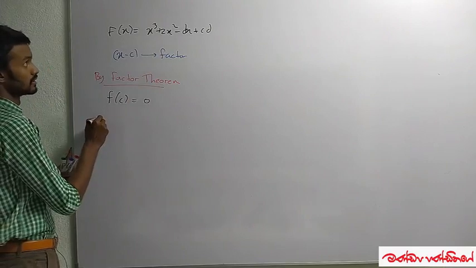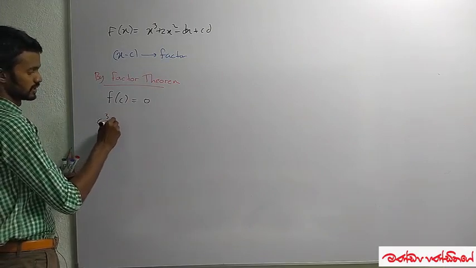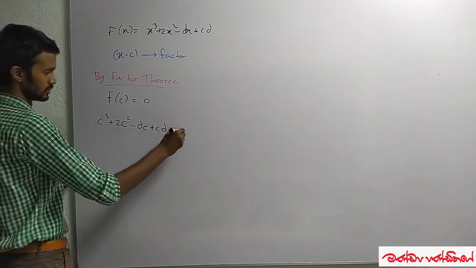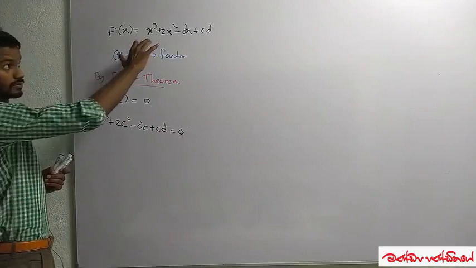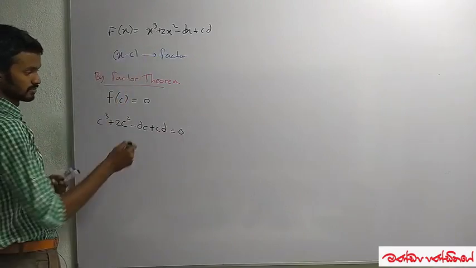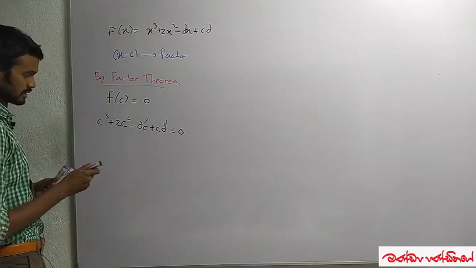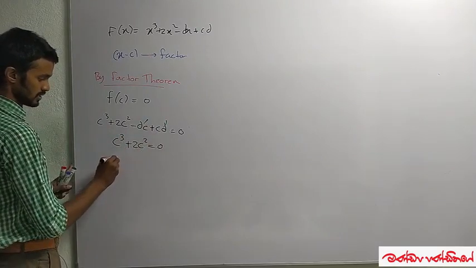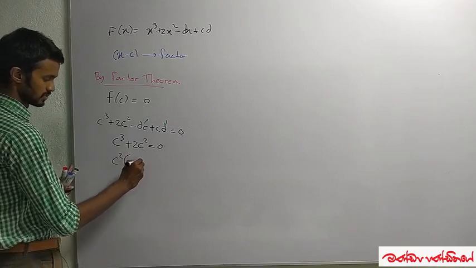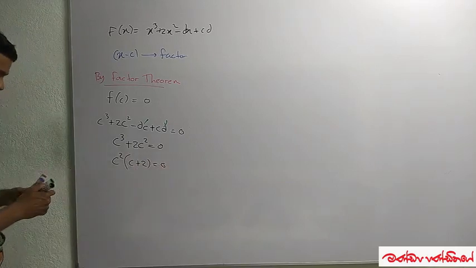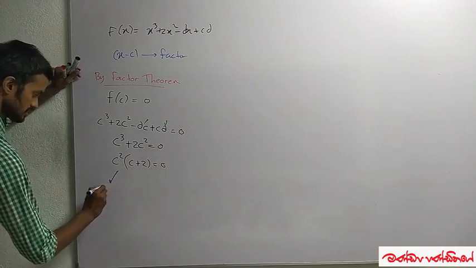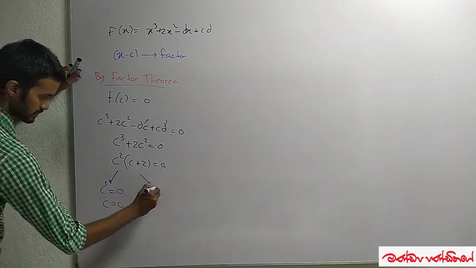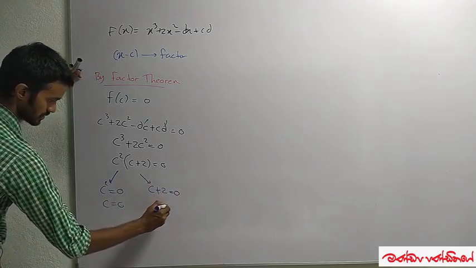So I get f(c) = c³ + 2c² − dc + cd = 0. f(c) means we substitute c for x in this equation. It is clear that −dc + dc cancels off, and I get c³ + 2c² = 0. c² is common, so c²(c + 2) = 0, which means I get two answers. One is c² = 0, which means c = 0. Another one is c + 2 = 0, which means c is equal to −2.